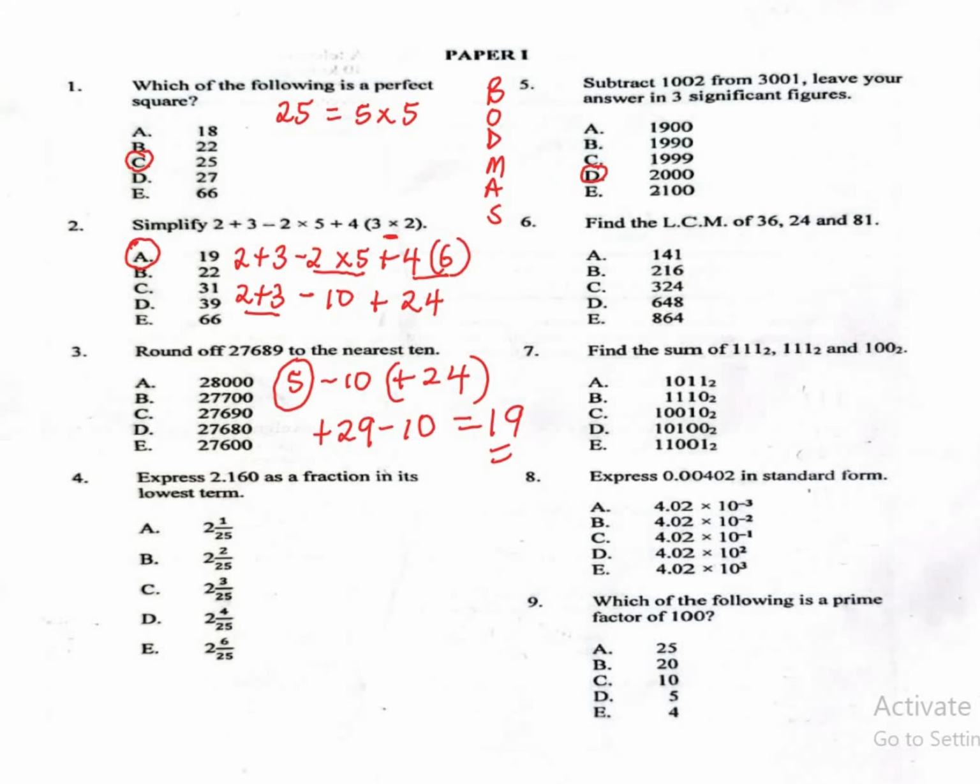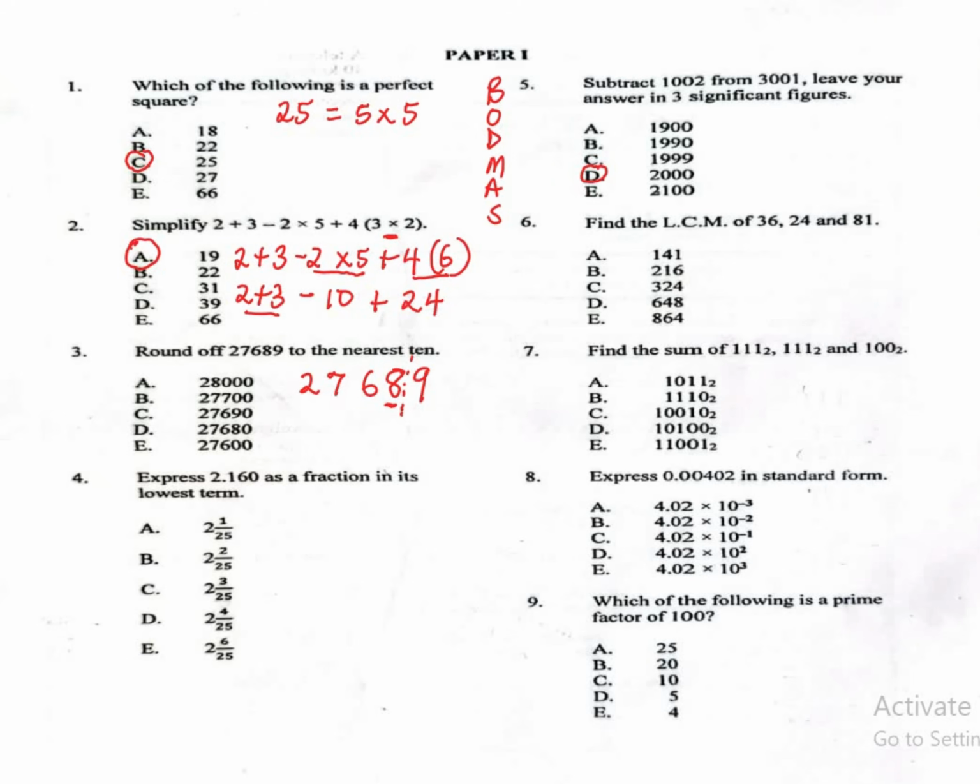All right, you can practice this. Question number 3 says round off the number 27,689 to the nearest 10. Okay, so I'll use a dotted line to show the number I'm meant to round off to.